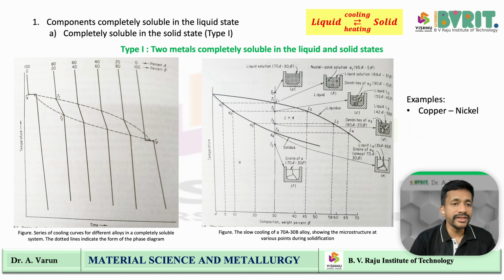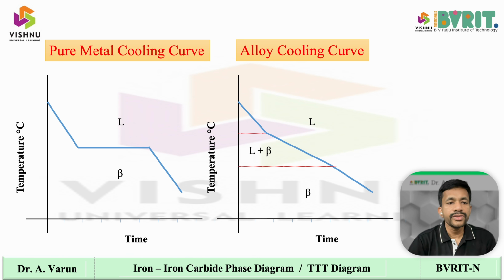Let us take the first example, the isomorphous system, wherein two components are completely soluble in the liquid state as well as in the solid state. Before we understand this, you need to know that for any phase diagram, you should start with the pure metal and also the alloy type. Let me go to a plain blank sheet. Okay, let us look at this figure here.